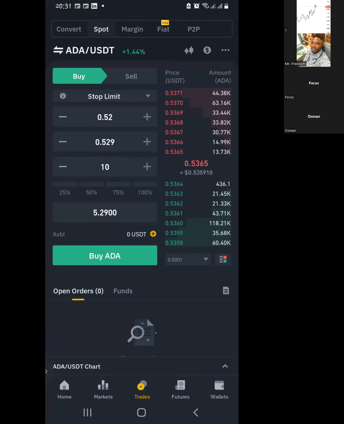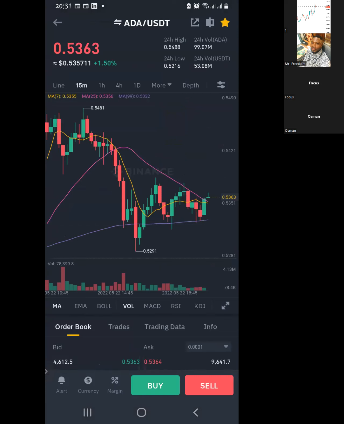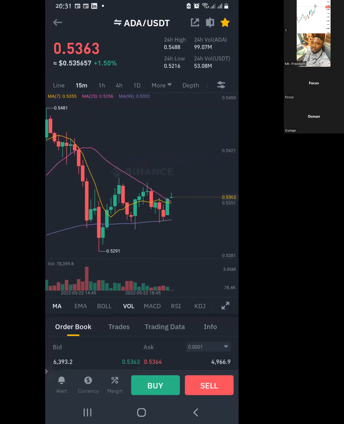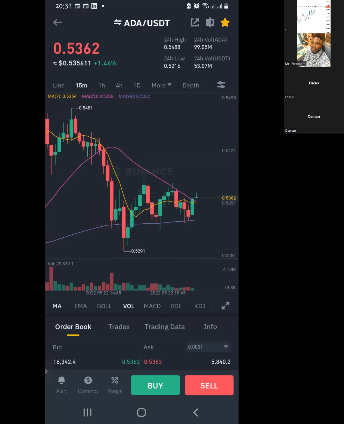So let me see if I can use the chart and explain something. So this is a chart showing the price of ADA in this movement. Assuming it's a market order and I just put in the trade and click on buy, it will buy at the current market price. It's not going to wait for anything. But because I want to buy at a lower price so that I can get more profit when it rises, I decide that I want to use limit.